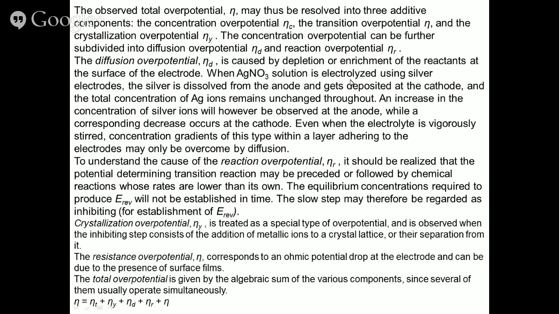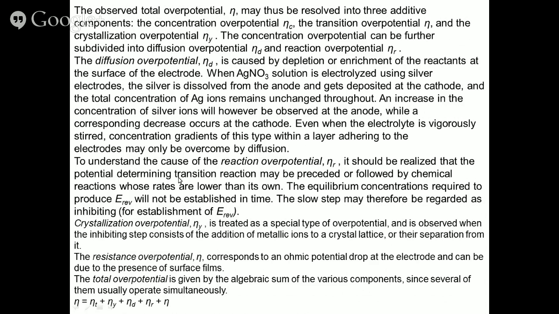When silver nitrate solution is electrolyzed using silver electrodes, the silver is dissolved from the anode and gets deposited at the cathode, and the total concentration of silver ions remains unchanged throughout. An increase in the concentration of silver ions will, however, be observed at the anode because silver is getting dissolved as silver ion at the anode, while a corresponding decrease in concentration occurs at the cathode. Even when the electrolyte is vigorously stirred, concentration gradients of this type within the layer adhering to the electrodes may not be overcome by diffusion.